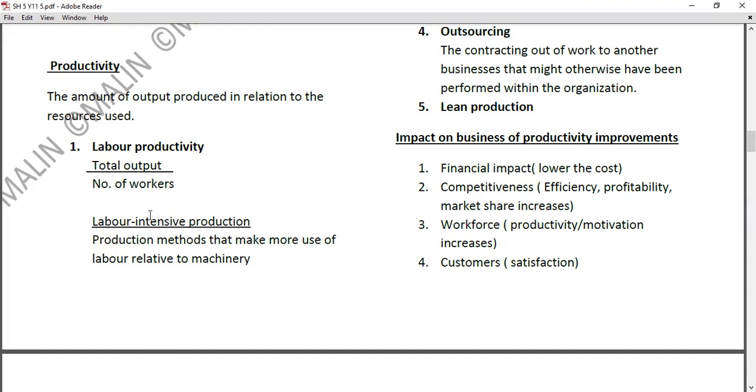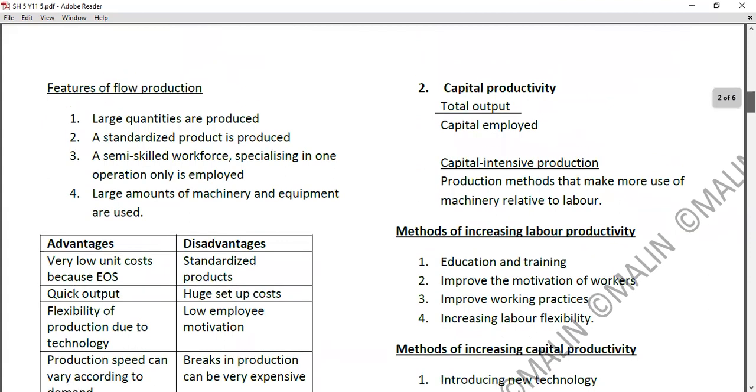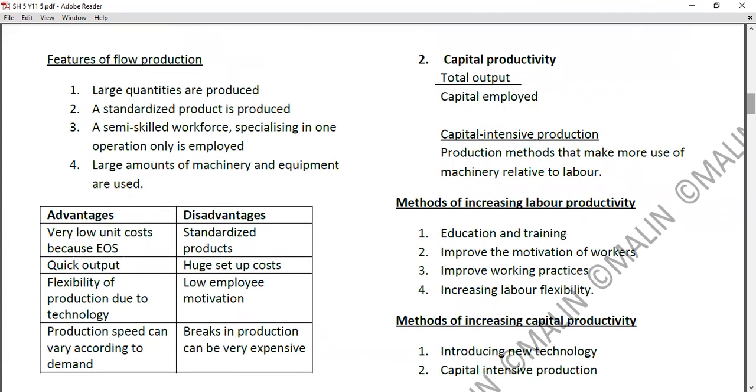Labor intensive production techniques are production methods that make more use of labor relative to machinery. On the other hand, there is capital intensive production, where you talk about capital productivity as well. Capital productivity is the total output divided by capital employed, right? We are not multiplying by 100, just total output divided by capital employed.